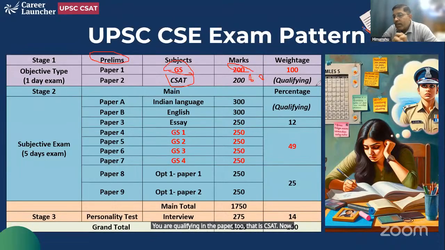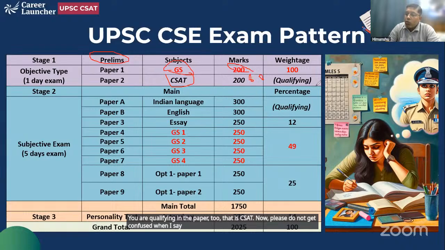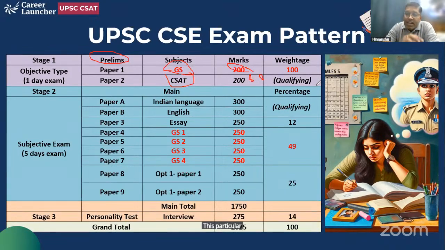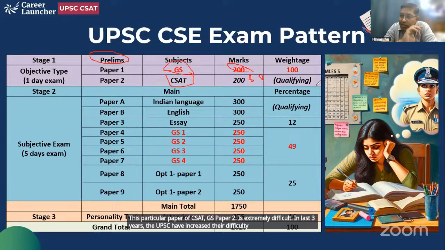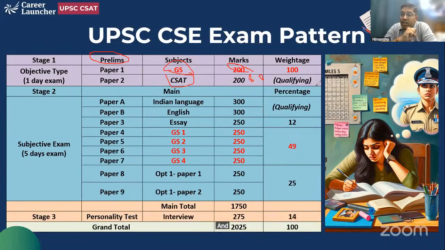Now, please do not get confused when I say qualifying only 33%, only 66 marks out of 200. This particular paper of CSAT, GS paper 2, is extremely difficult. In the last 3 years, UPSC has increased its difficulty level exponentially. And it is not a joke to score that 33% marks in the CSAT paper. So do not take it lightly. Do not underestimate it because it is qualifying. It is the paper which we have now started calling the silent killer.